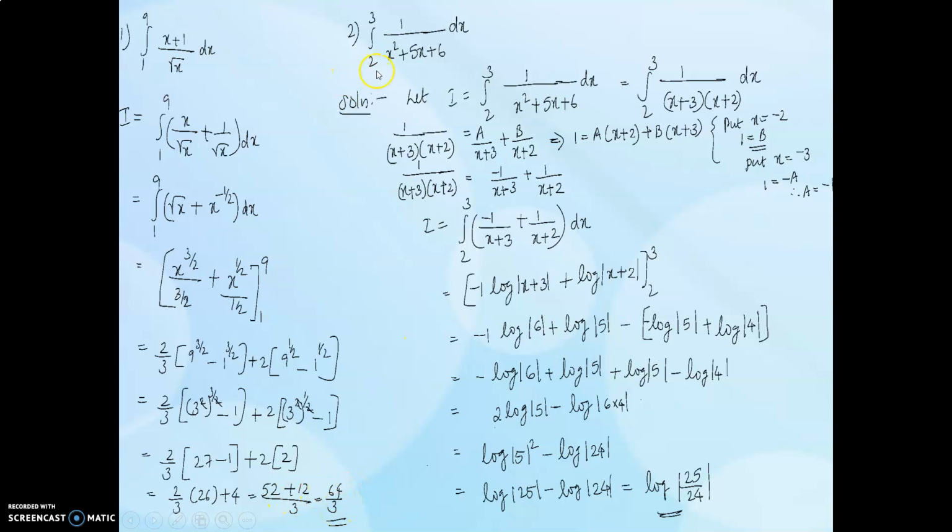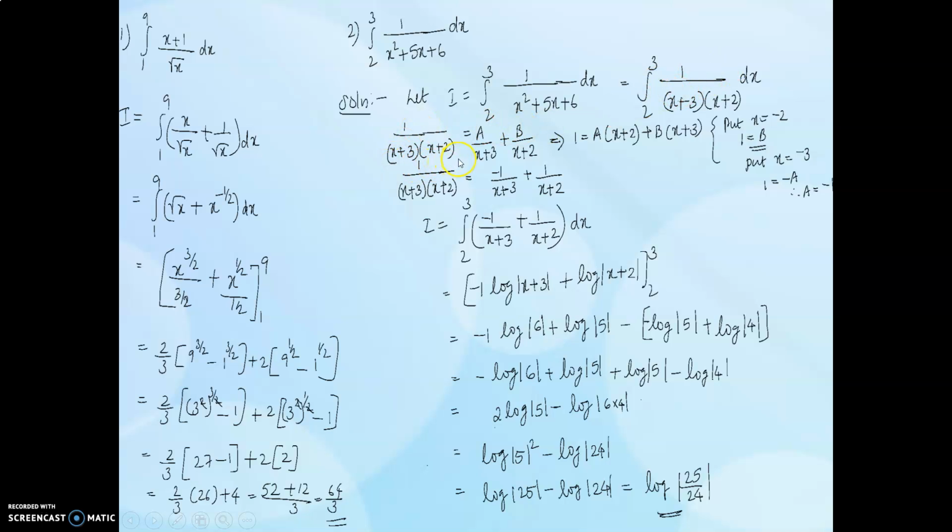Next question is integral 2 to 3, 1 upon x square plus 5x plus 6 dx. Here the denominator is in the format of x square plus bx plus c, and the coefficient of x square is 1 here. So let I be equal to integral 2 to 3, 1 upon x square plus 5x plus 6 dx. That's equal to integral 2 to 3, 1 upon (x plus 3) into (x plus 2) dx. So we are factorizing x square plus 5x plus 6 as (x plus 3) into (x plus 2). Now by partial fraction method you can find the values.